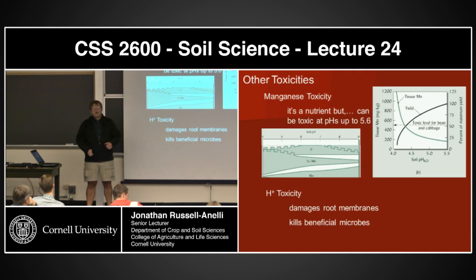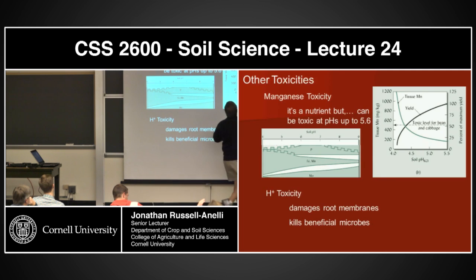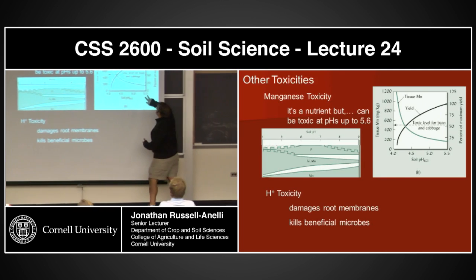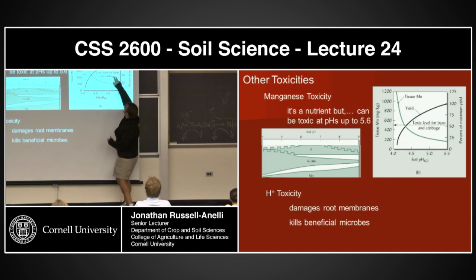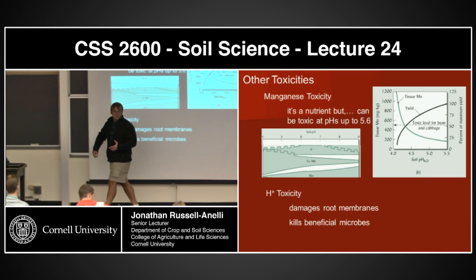All right. Other toxicities. What other things can happen? Manganese toxicity. It's a nutrient, but it can become toxic at high levels. Basically, we're looking at tissue manganese at different pHs, and you're also looking at yield. This black line is yield. The green line is the amount that's in the tissue. As the pHs start dropping, we start seeing more manganese in the tissue. Our yields are dropping, which basically means it's a negative plant response. The plants are not having as good of a time. Okay, does that make sense?